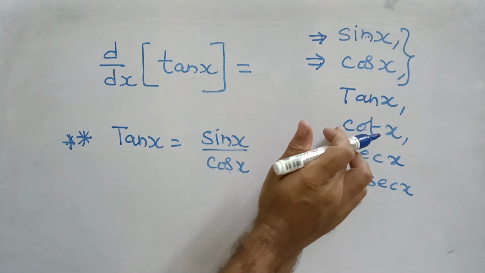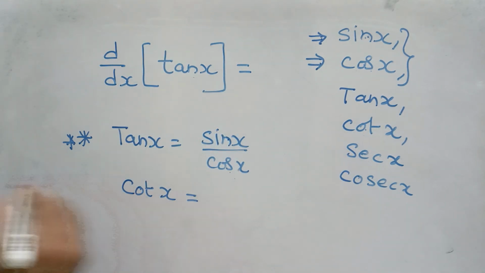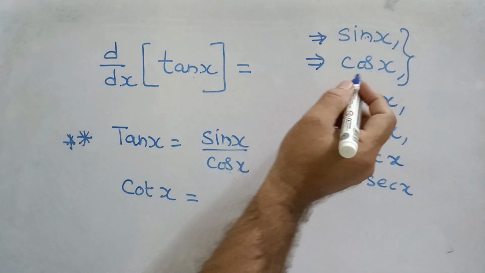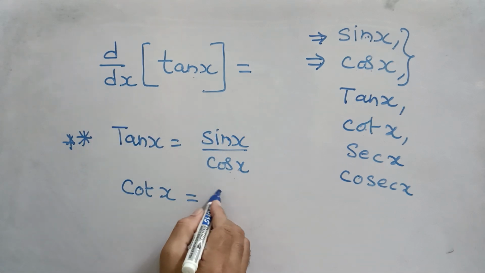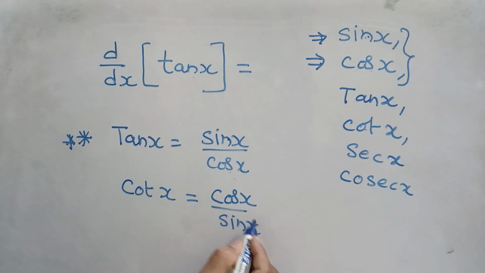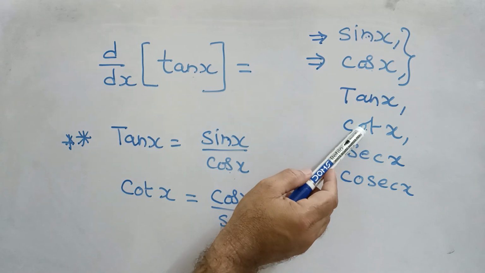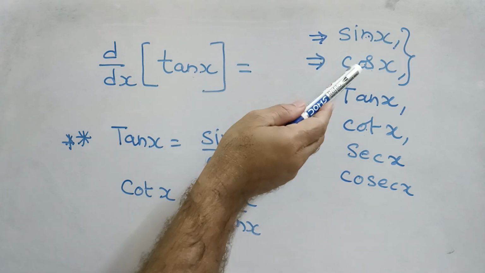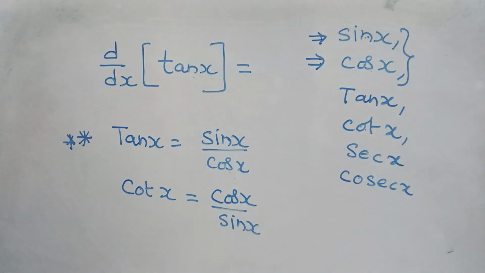And similarly, what is cot x? I will explain here itself. Cot x is nothing but the reverse of this value, that is, cos x by sin x. Don't feel any difficulty remembering this. So tan x is sin by cos, and cot comes by taking the reverse, cos x by sin x. If you take cos x by sin x, you get the value of cot x.